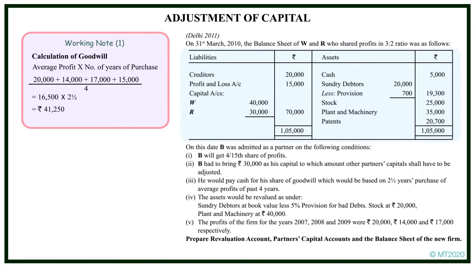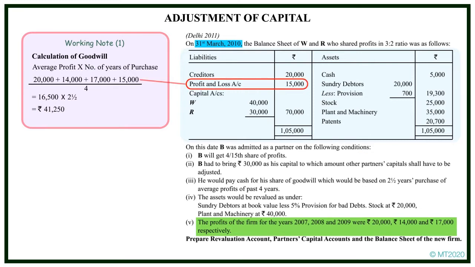41,250. While taking the profit figures of 4 years, we need to be careful for the last year's profit, because the last year's profit is not appearing in our question as additional information. It is appearing inside the balance sheet, 15,000 amount.